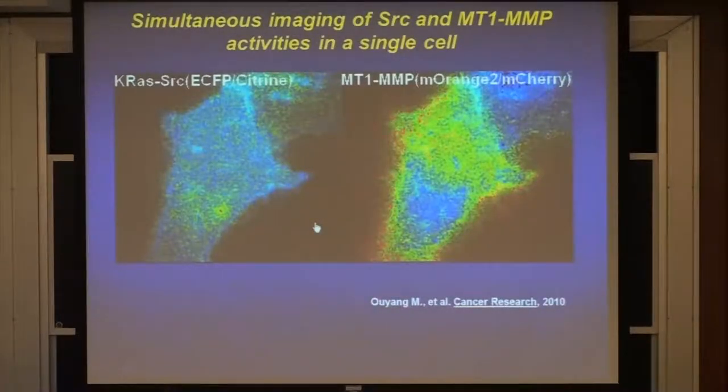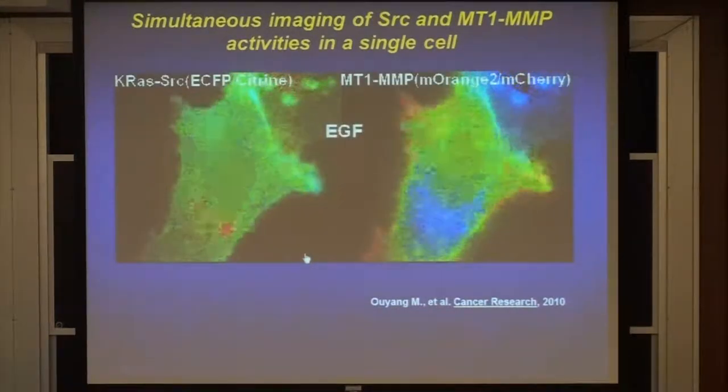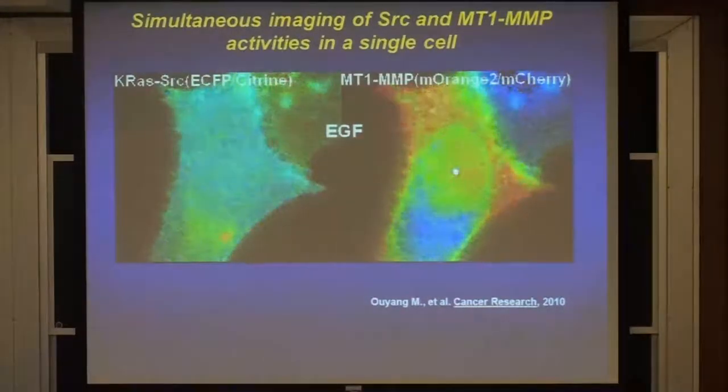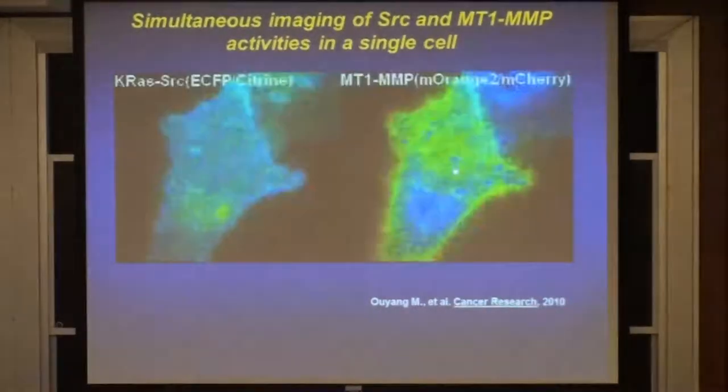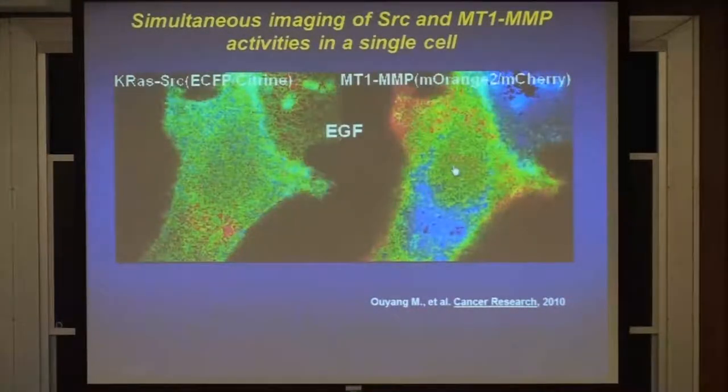On the left, we are visualizing SOC activity based on CFP-YFP. And on the right, we are visualizing the membrane-bound matrix metalloproteinase. Okay? As you can see, this is the same cell, and we monitor them simultaneously. When we stimulate cells, you can clearly see the SOC activity is very global and fast and transient, whereas MT1-MMP activity is relatively slow and mainly concentrated at the cell periphery, okay?